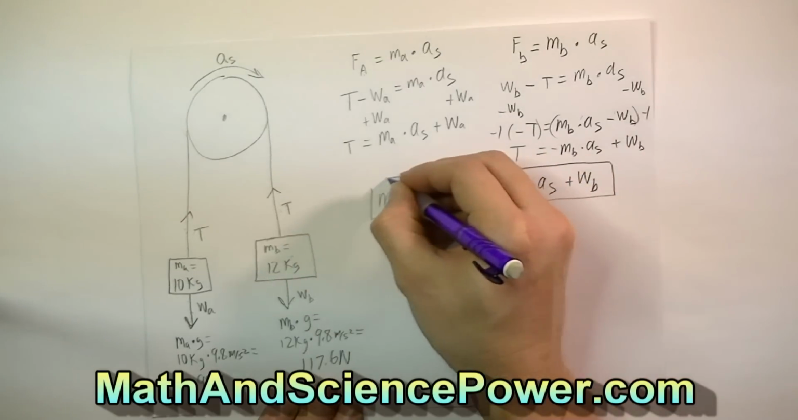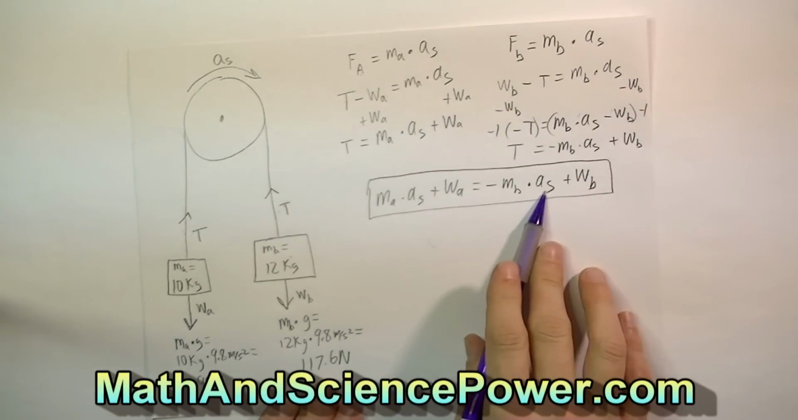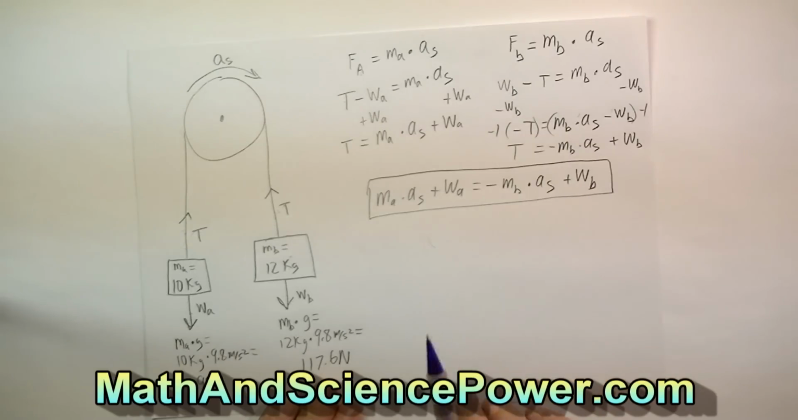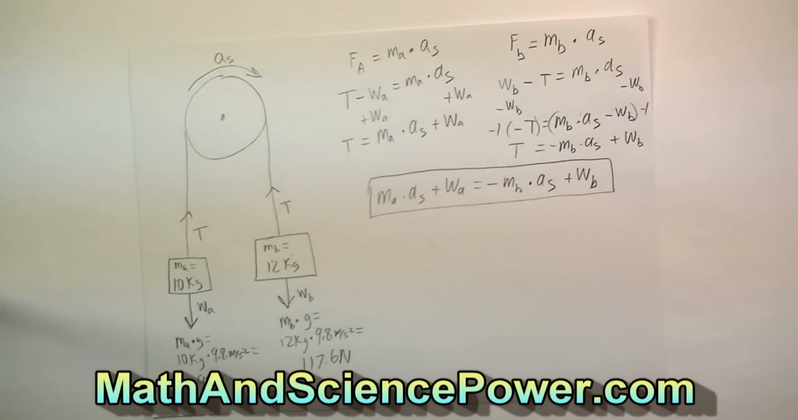We only have one unknown now, and that's the acceleration of the system. We know the mass of A, the mass of B, the weight of A, and the weight of B. So take a moment, see if you can plug in the numbers, solve the equation, and we'll come back and check and make sure that we get the right answer.